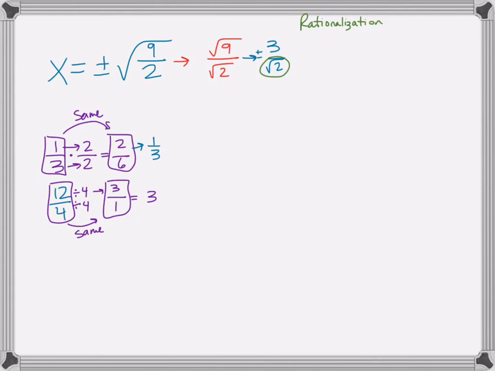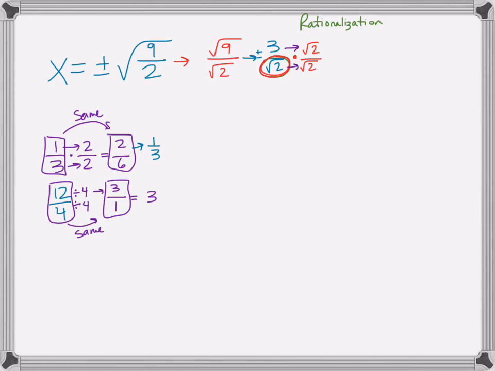So when you're thinking about rationalization, it's not complex. Like I said, that radical 2 on the bottom, I can't have that. I have to get rid of it. The way we get rid of it is by multiplying the fraction by radical 2, since radical 2 is the problem. Of course, whatever I do to the bottom, we have to do to the top, just like with 1 over 3 times 2, or 12 over 4 divided by 4. So my issue was the radical 2, so I'm going to multiply by radical 2.